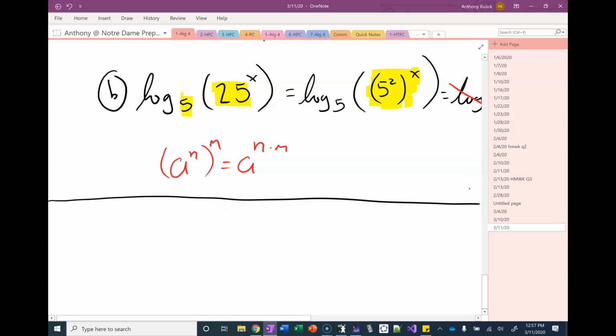Remember yesterday, before we started talking about logarithms, when we were reviewing, we reviewed how to find the inverse of something, right?